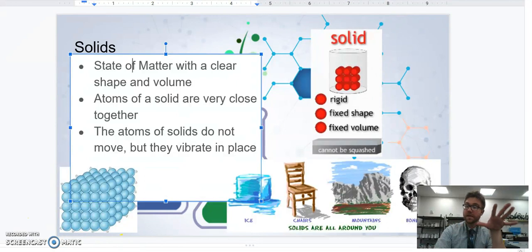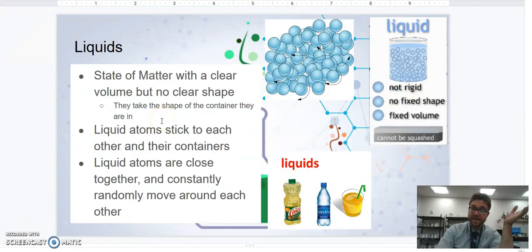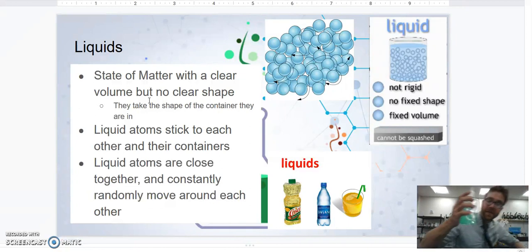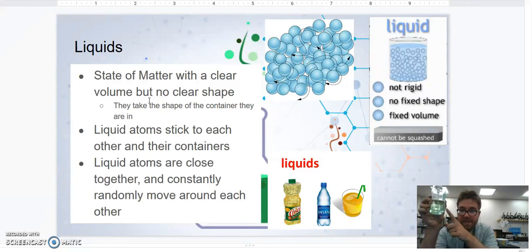Now liquid is similar. Liquid is another kind of matter. It has a clear volume, but it has no clear shape. That means if I take this liquid and I pour it from this bottle into my hand, it's not going to stay the shape of this container. It's going to become the shape of my hand. Liquid matter changes its shape and takes the shape of whatever container it's in.